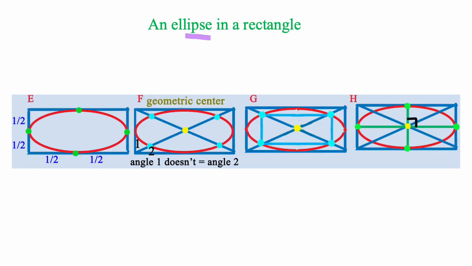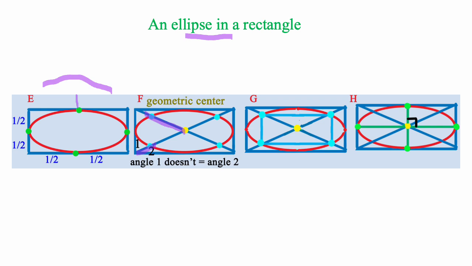Now let's discuss ellipses in a rectangle. Only one ellipse fits into any particular rectangle. The ellipse is tangent to the middle of the sides of the rectangle. The diagonals of the rectangle meet at the geometric center, which I'll describe in a bit. They can't be perpendicular, nor can they bisect the right angles of the rectangle, because if they did, then the rectangle would have to be a square.